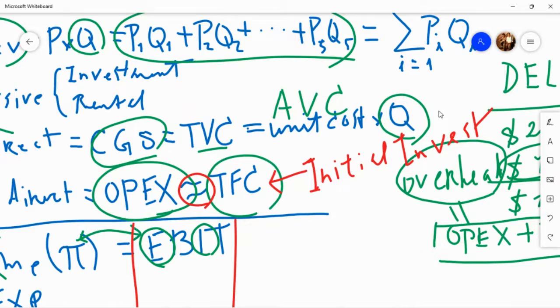That's why the size of the capital determines the size of the plant. The size of the plant determines the production capacity, and the production capacity also determines the potential revenue, and the potential revenue determines the market share, right?